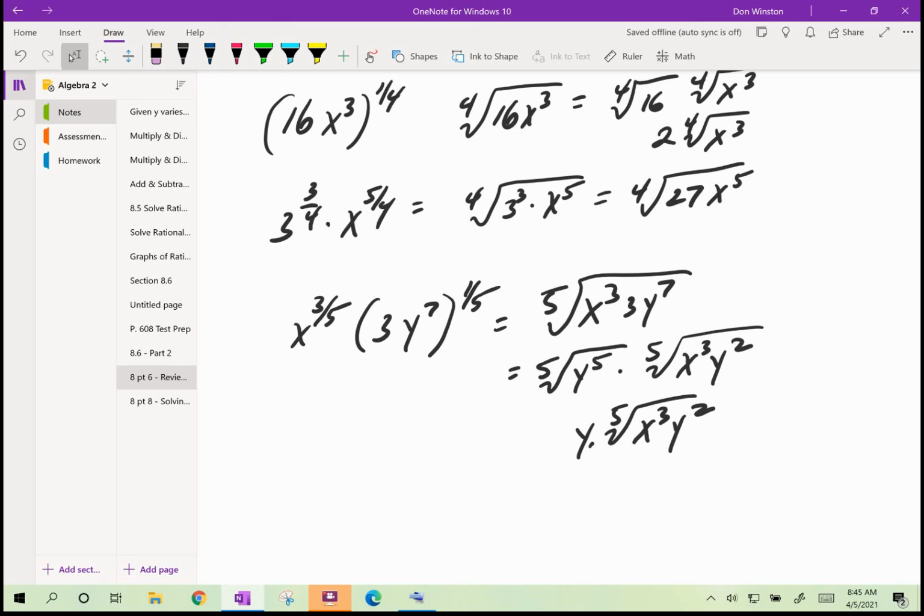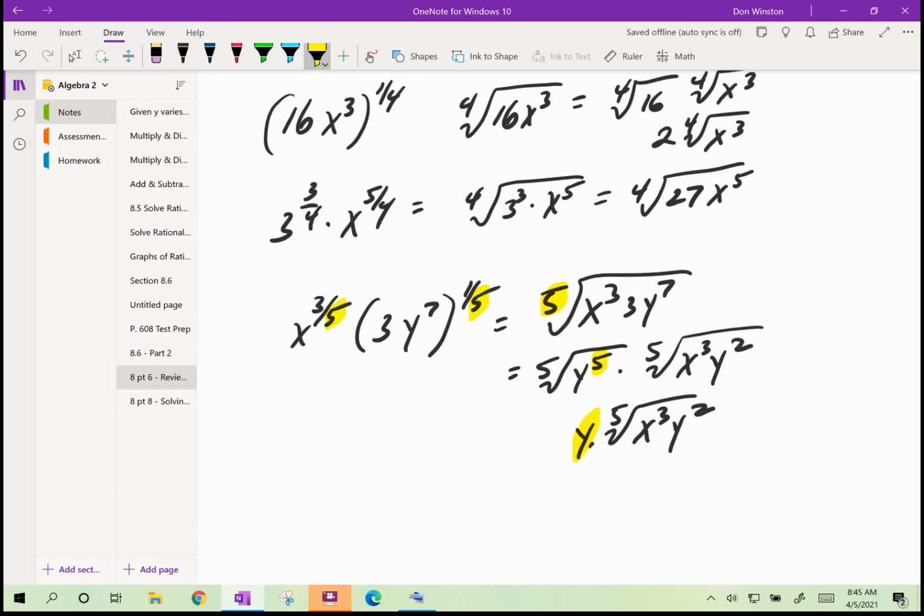And then finally, the last one, I have x raised to 3/5 times 3 times y raised to the 7th, all raised to the 1/5. Because my index is the same, I can put everything under the same radical. So that will be the fifth root of x to the third times 3 times y raised to the 7th. And the largest multiple of 5 that goes into 7 will be 5, so I'll have y to the 5th. So the fifth root of y to the 5th is just y, and what's left over is x to the third y squared.